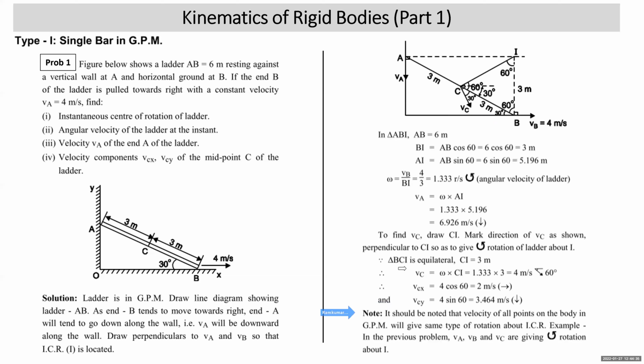Now, this is the observational part which I have written as a note. It should be noted that the velocities of all points on the body in general plane motion will give the same type of rotation about ICR. Example, in the previous problem, VA, VB, VC are giving anti-clockwise rotation about I. Also, the velocity of all points on the body will be perpendicular to the line joining that point with ICR. You can say VA is perpendicular to AI, VB is perpendicular to BI, VC is perpendicular to CI.